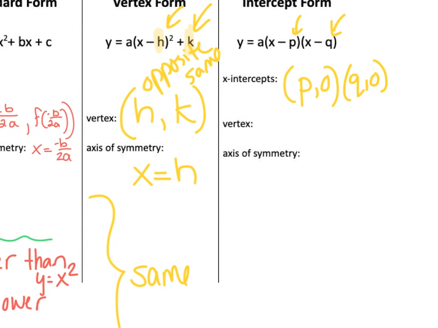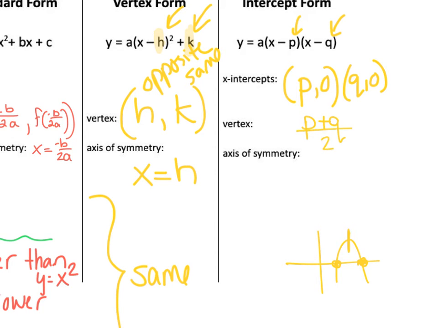This one, I just like to think it through. I'm not good at memorizing. So if I have a parabola that cuts through the x-axis, because it's symmetrical, the vertex is going to be halfway between those two intercepts. So how do I get halfway between? Well, if I add the two intercepts together and then chop it in half, divide by 2, that's going to give me the x-coordinate of the vertex.